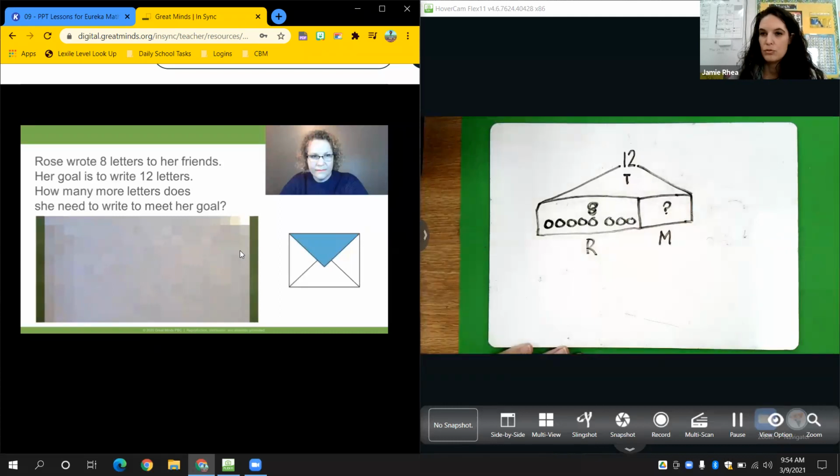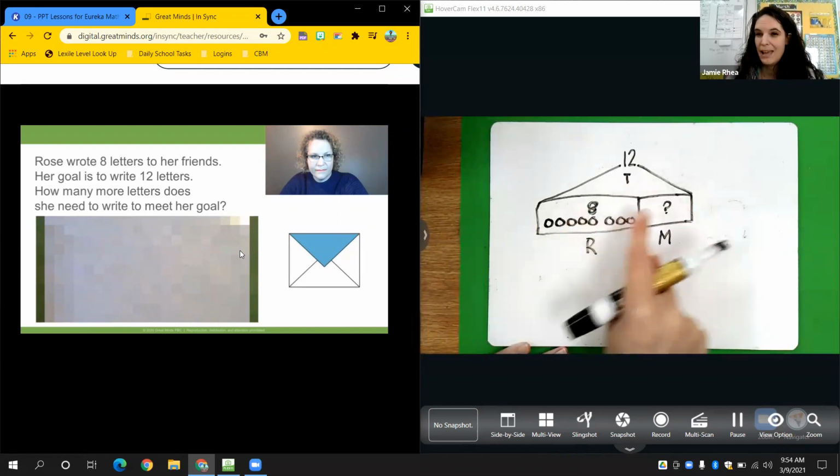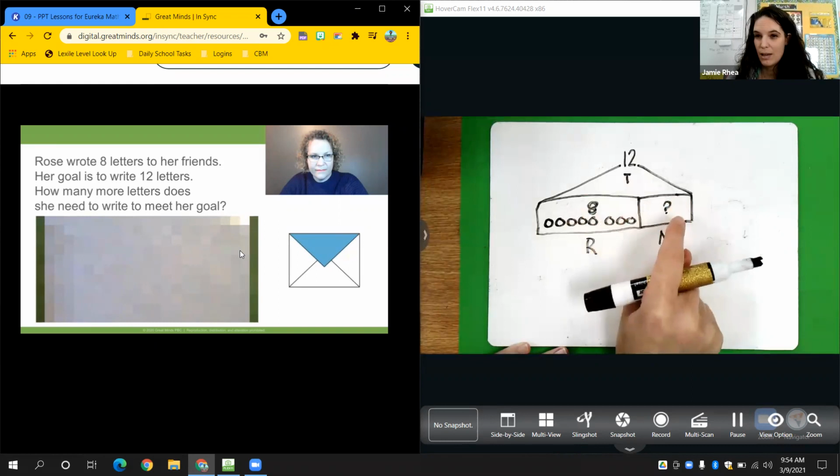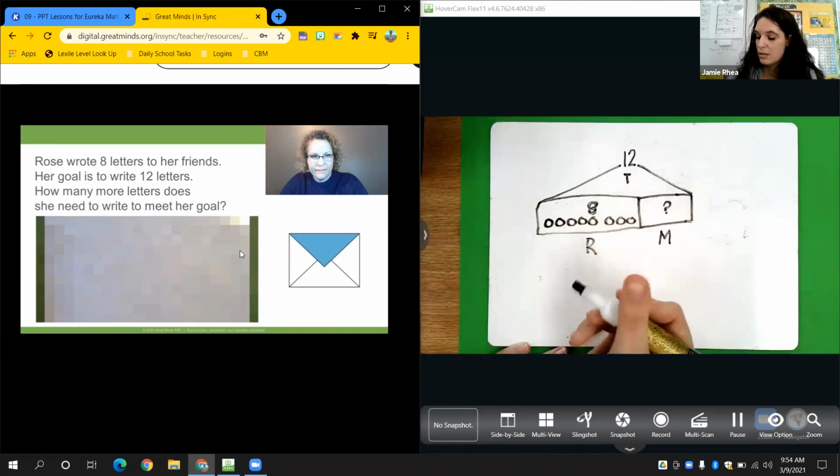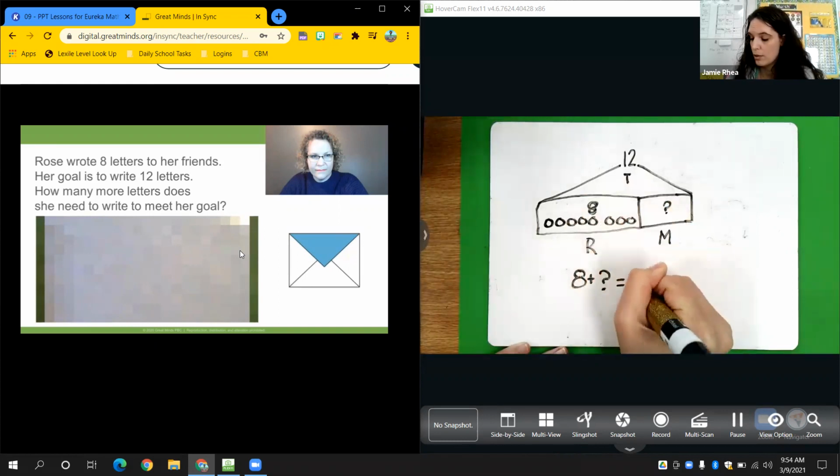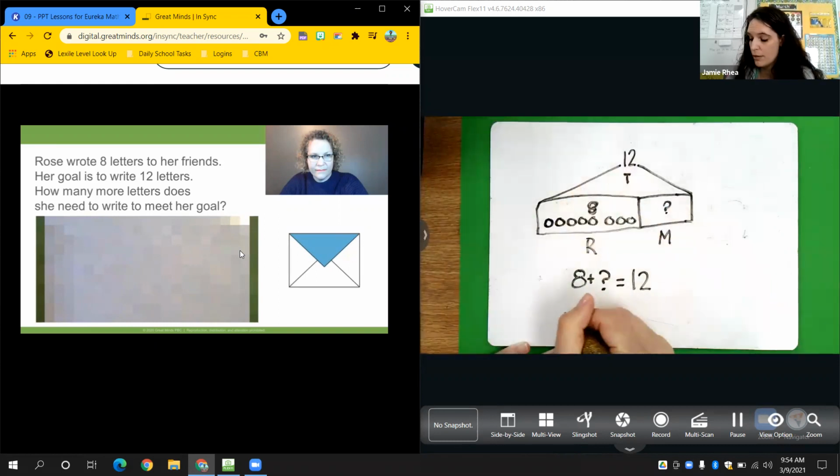Okay, so let's try to solve this. I know that I could add on to 8, or I could count on to 8 to get my mystery number. So I could say 8 plus something equals 12. I could also start with the 12. I know I have 12 altogether, and I've written 8. And that leaves me with how many left to solve.